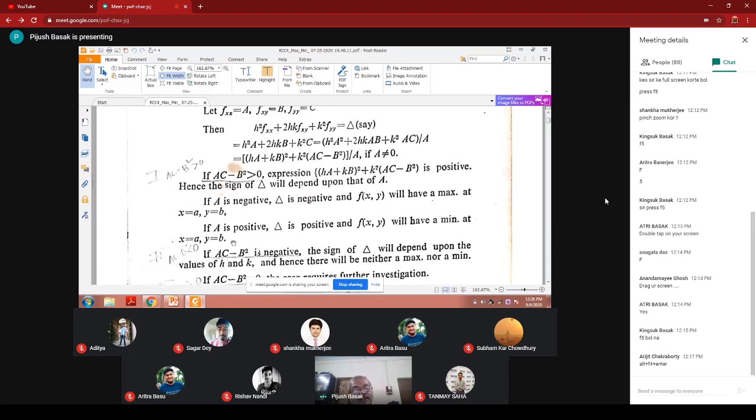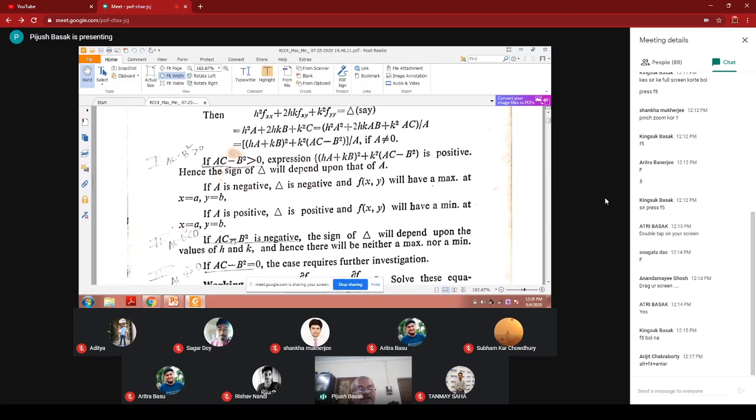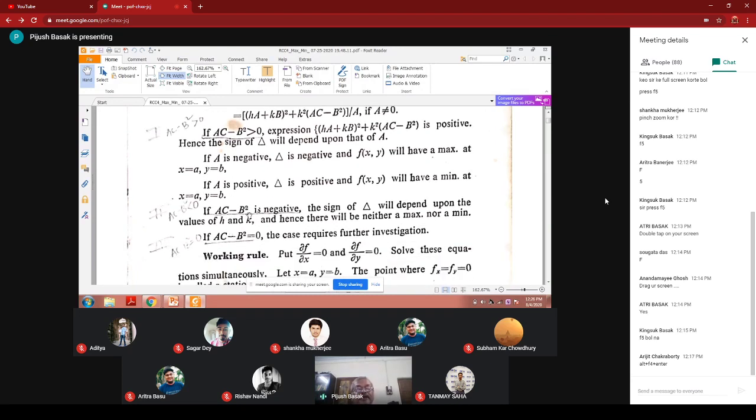Second point, we already know AC minus B square is positive; if A is positive, delta is positive, then f(x,y) will be minimum at the point x equal to a. So this conclusion will come this way. And if AC minus B square is negative, then the sign of delta will depend on the values of h and k, and hence there is neither maximum nor minimum.